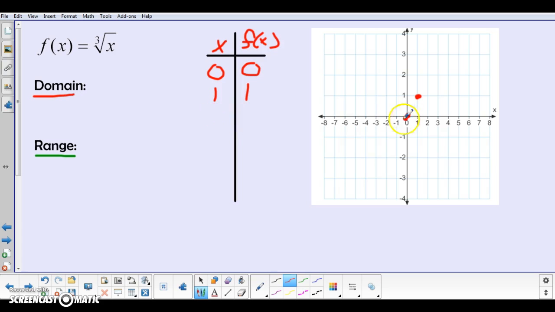The next one that I would plug in would be the next perfect cube, which happens to be 8. So the cube root of 8 would be 2. So (8, 2) is the next point that's on our graph.